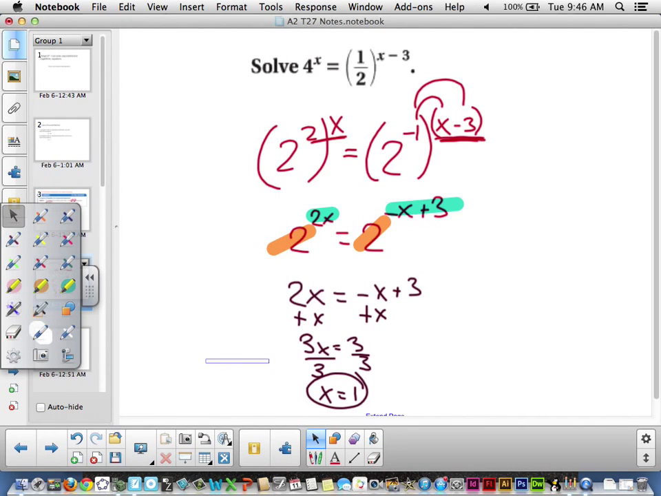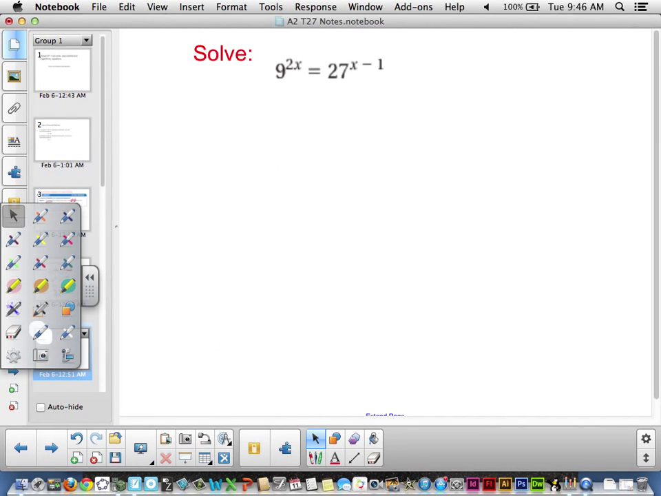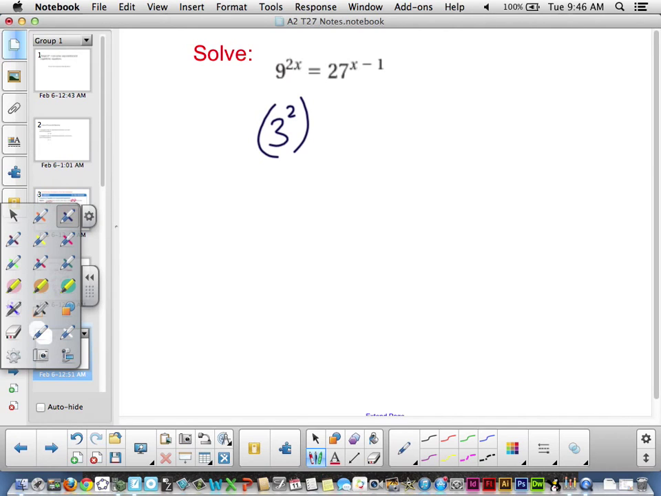Let's look at another one. What's the hidden base here? We got 9 and 27 as bases. Those are both powers of 3. 9 is the same as 3 squared, so we're going to rewrite 9 as 3 squared, and then to the 2x. 27 is the same as 3 cubed, so we're going to write this right side as 3 cubed to the x minus 1.